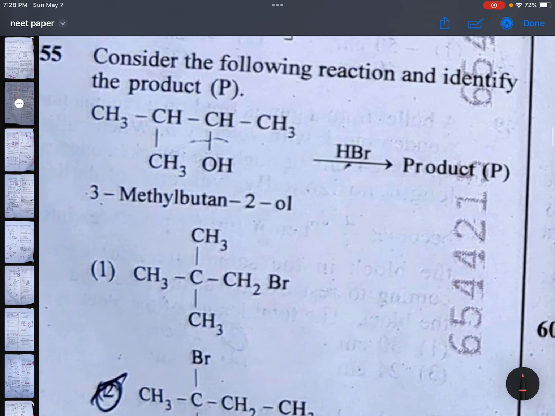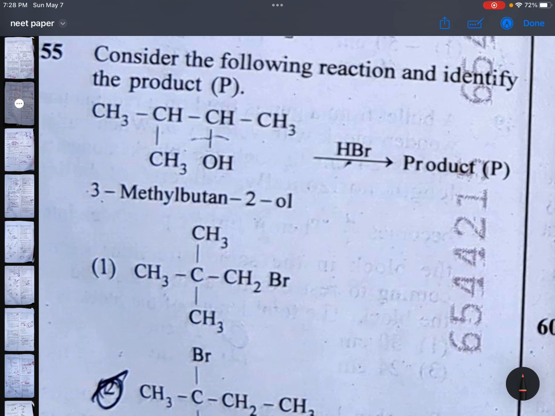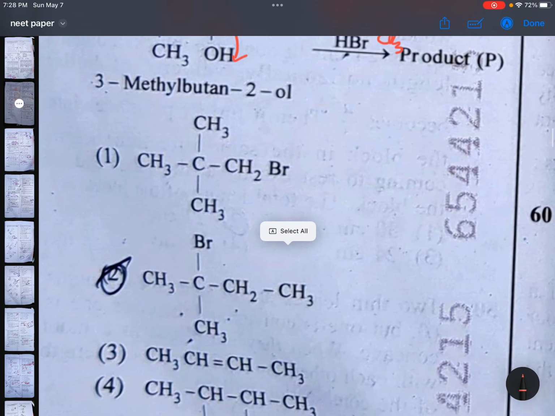Consider the following reaction and identify the product. Here, first this OH will go and plus charge will come. And hydrogen from here will shift here, because after hydrogen shifting, there will be tertiary carbocation formed. Then bromine will be attacking there, giving you this product. So there is carbocation rearrangement.